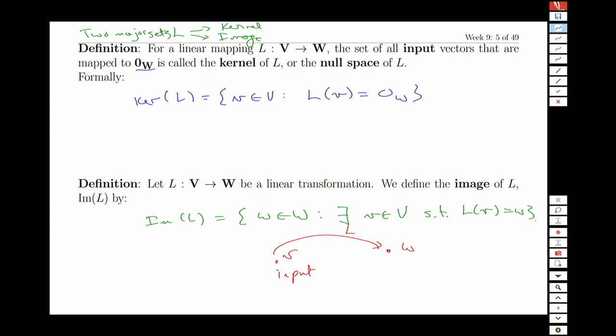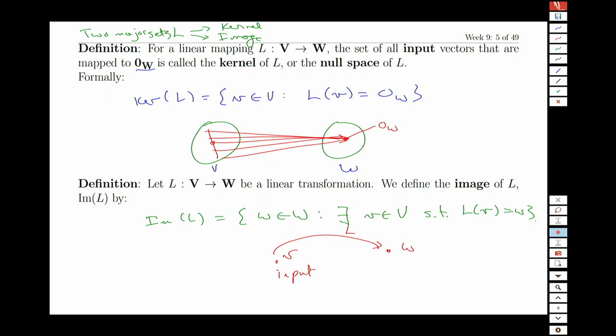And draw little pictures here. So V and W. If we have the zero vector here on the right-hand side, there will be some set of points that all map to 0. Again, it's a vector subspace, so it could be a line, it could be a plane, or it could just be a point. It could just be the 0 dot, and that's all.